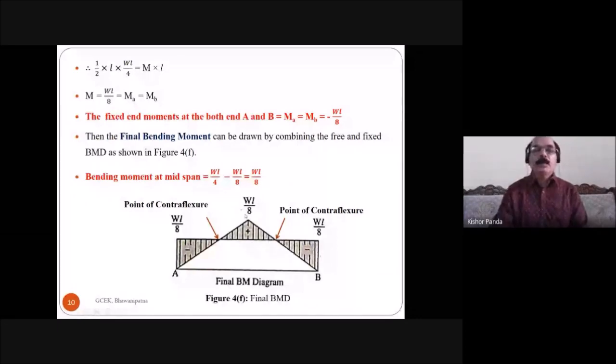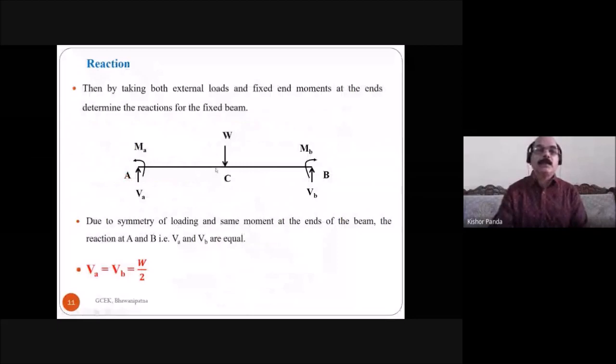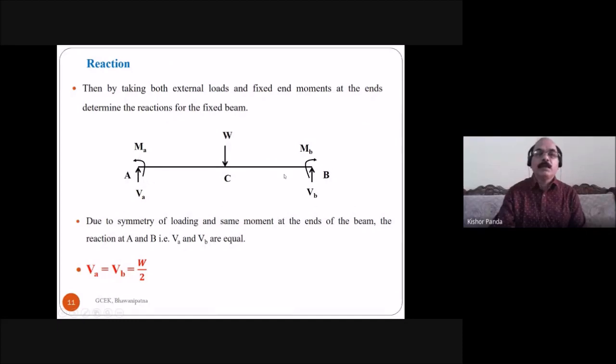Then what you have to do? Then you have to find out the reactions by considering the load and the moments. By taking both external loads and fixed moments at the ends, determine the reactions for the fixed beam. You have to consider the moment. Already you got MA equal to WL by 8, MB also WL by 8, and the load is given in the beam. So by considering the load and moments, you have to find the final reactions at both ends, A and B, VA and VB.